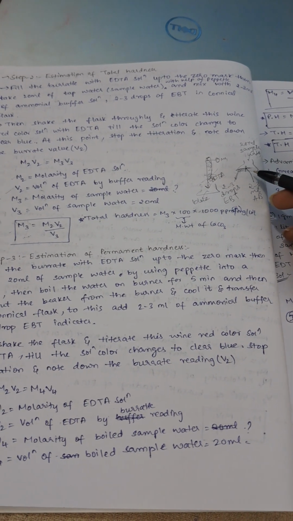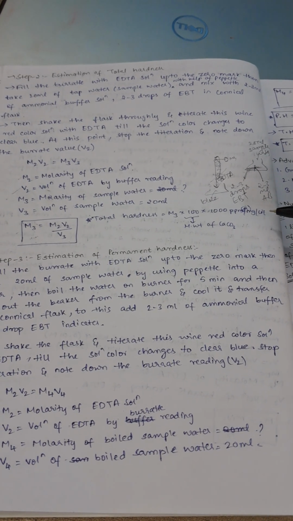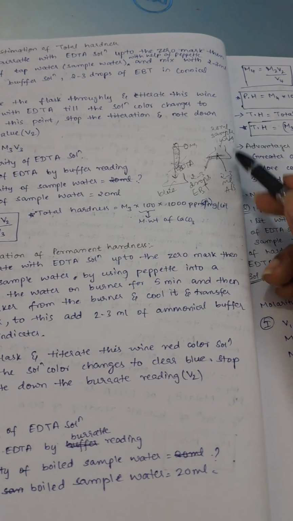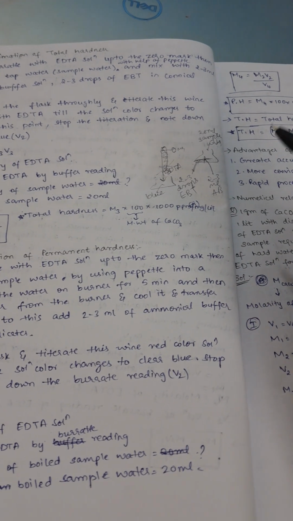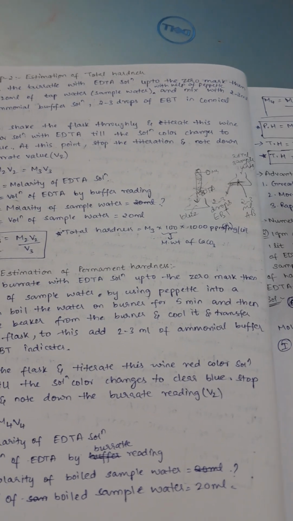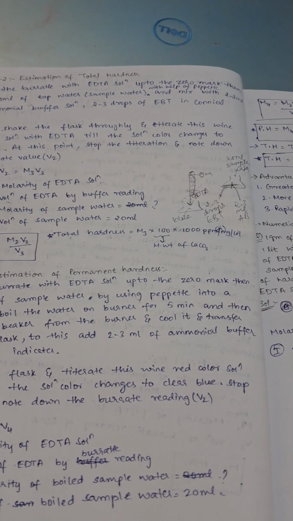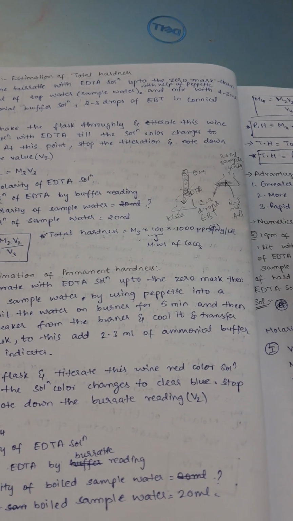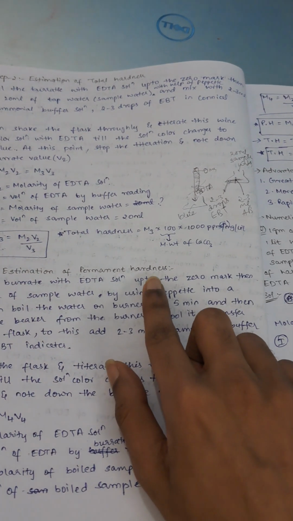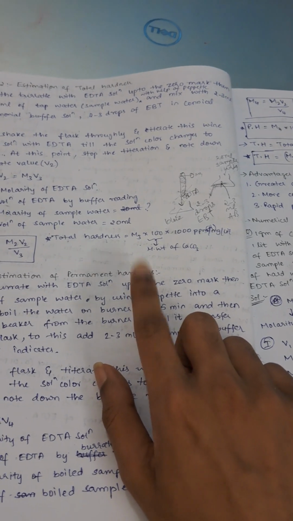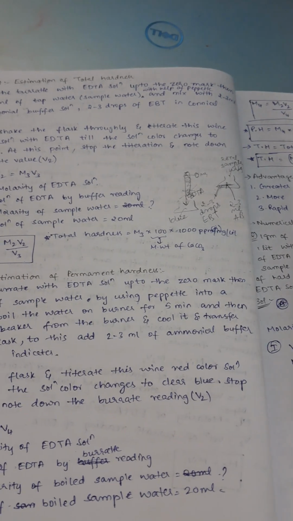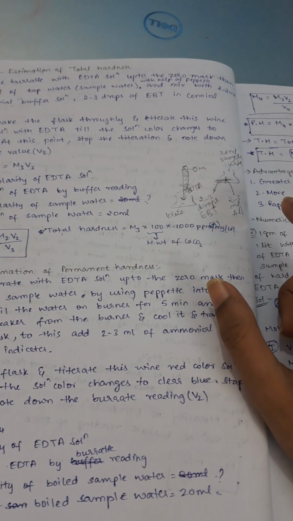Then in a conical flask, take 20 ml of sample water. After taking 20 ml of sample water, you have to heat this conical flask. Boil the water on a burner for 5 minutes. After boiling it, all temporary hardness is removed, because this was total hardness. Now we need to find permanent hardness, which means we need to remove temporary hardness. To remove temporary hardness, we have to boil this water.